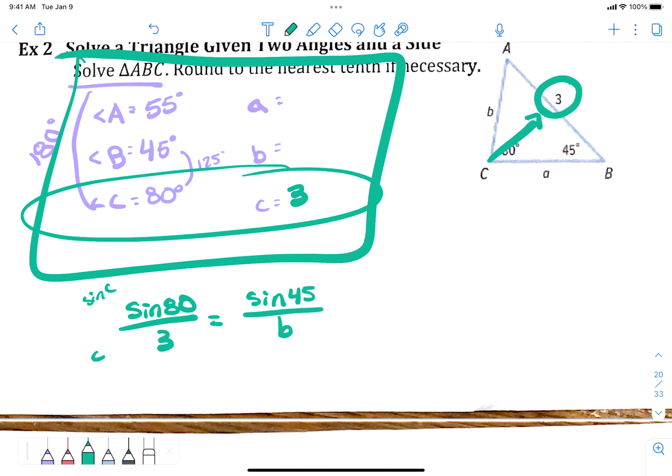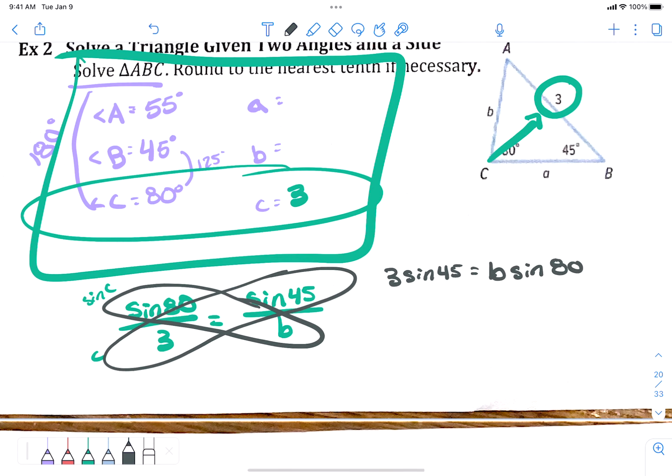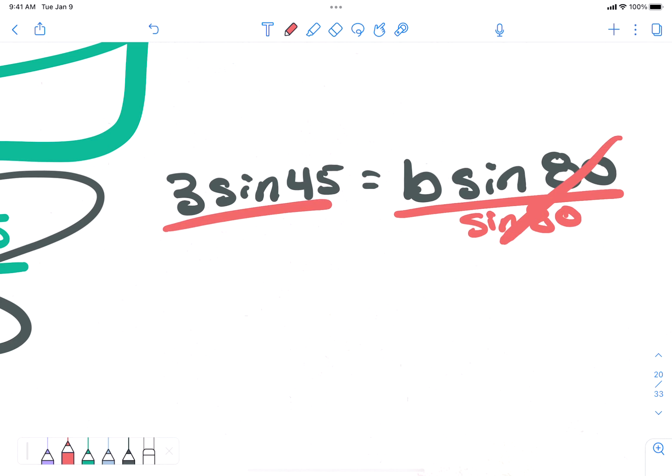Okay, so we're going to cross multiply. I'm going to cross multiply those. 3 sine of 45 is equal to, and what will the other side look like? B sine of 80. Now I want to solve for B. So how do I get this B by itself? Divide by sine of 80.